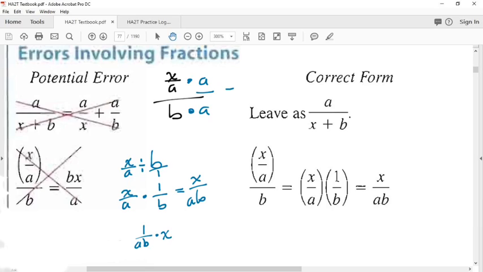But what do I get on the bottom? On the bottom, I get ab because b times a is ab. What do I get on the top? x. Yep, these a's cancel out, and we're left with x. Oh my goodness, that's the same answer that I got before.